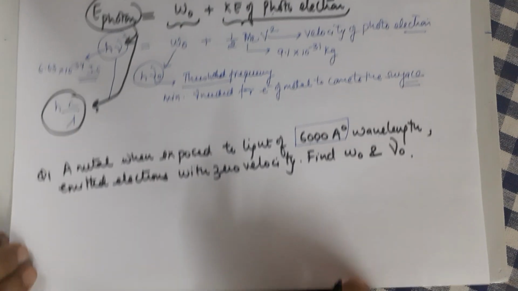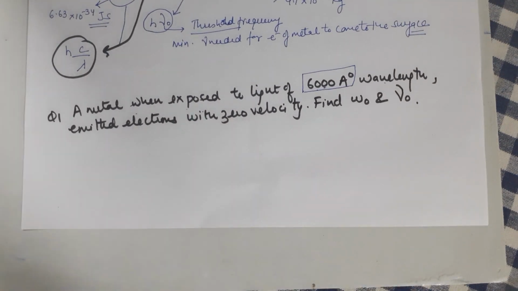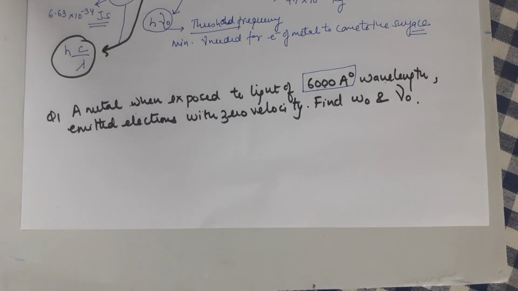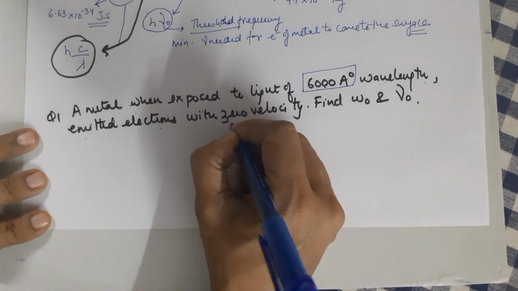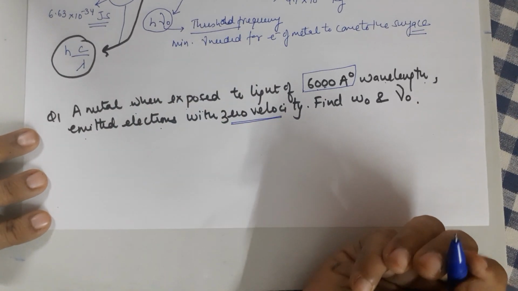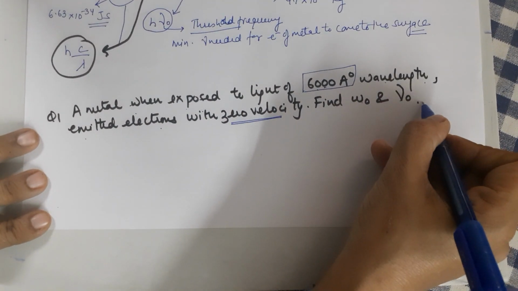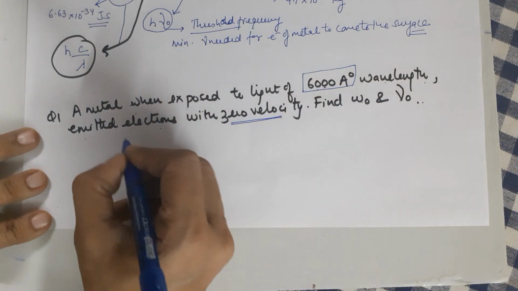Fine. Now we'll be focusing on the numerical, everybody. So when we talk about the metal when exposed to the light of this much wavelength, it emitted electrons with zero velocity. Find the work function and the threshold frequency. Let us put the formula.